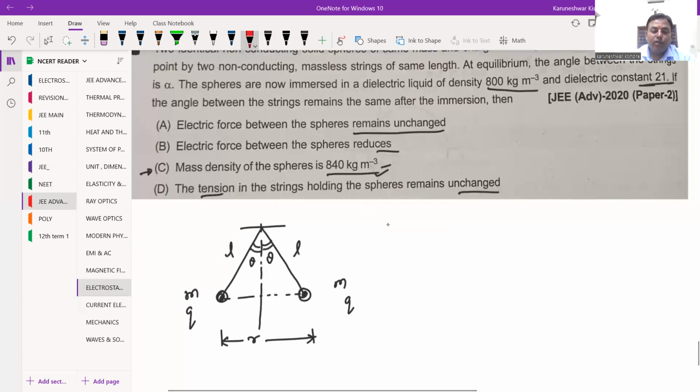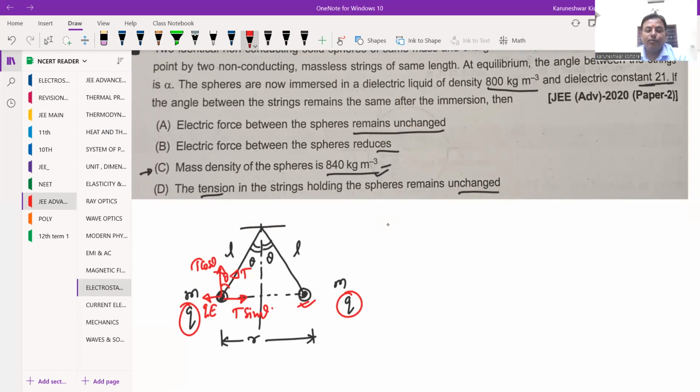So you can think about the tension in the string. If it is T here, then there will be a vertical component of T which will be T cos theta, and a horizontal component of T which is T sin theta. Now, if I talk about the electrostatic force, here we have the Q charge, here also Q charge. So this block will experience electrostatic repulsion from this ball here. So that is Q times the electric field E.